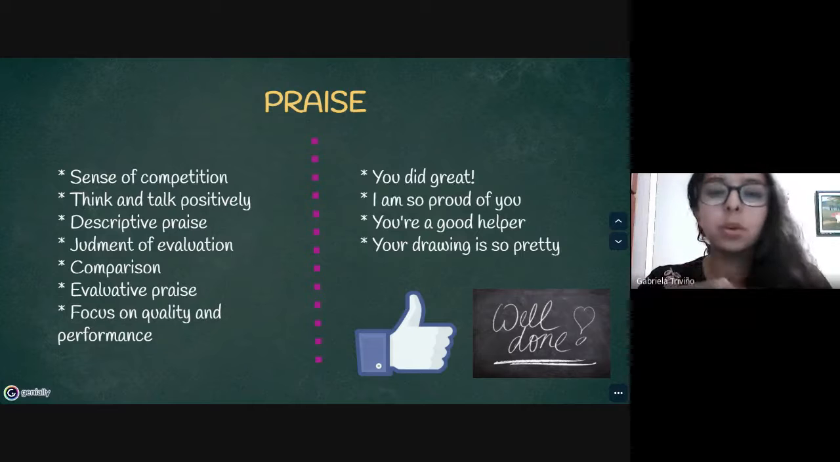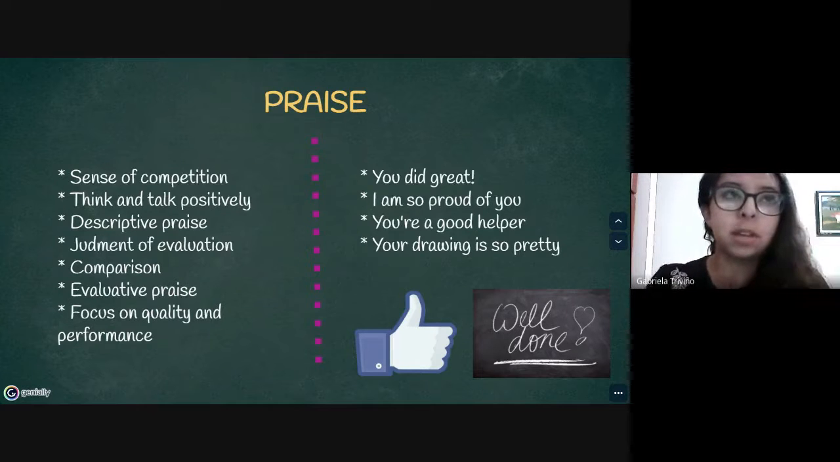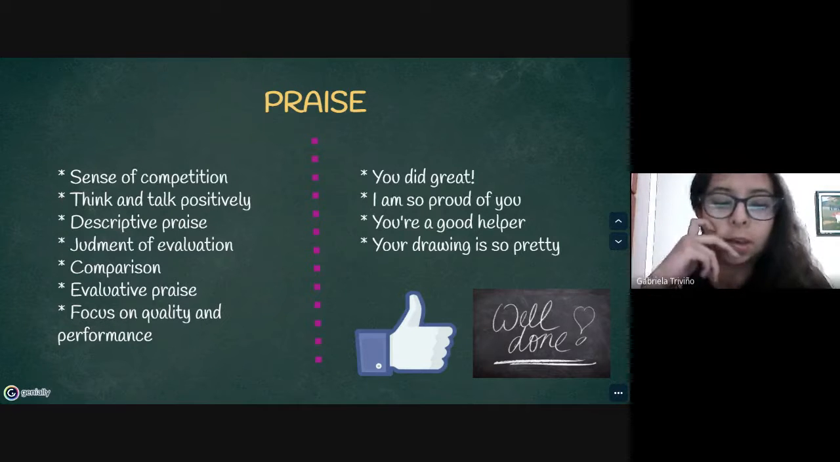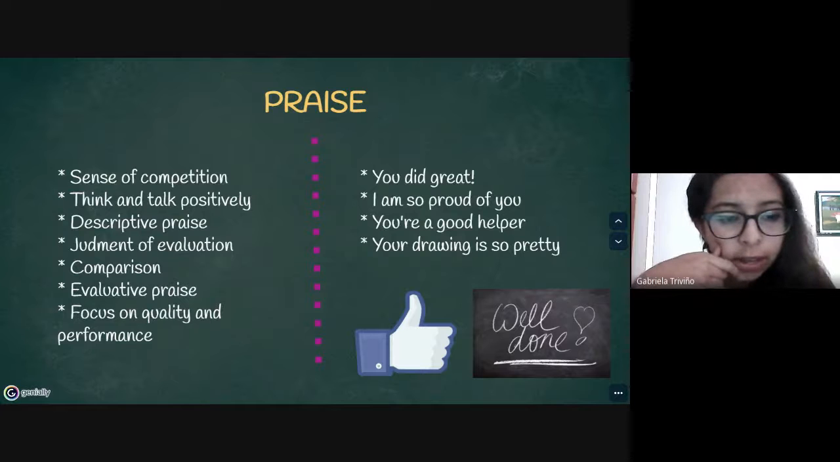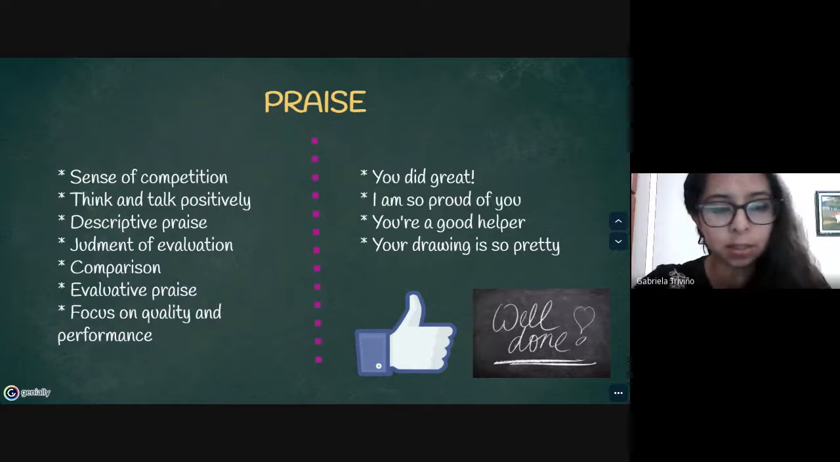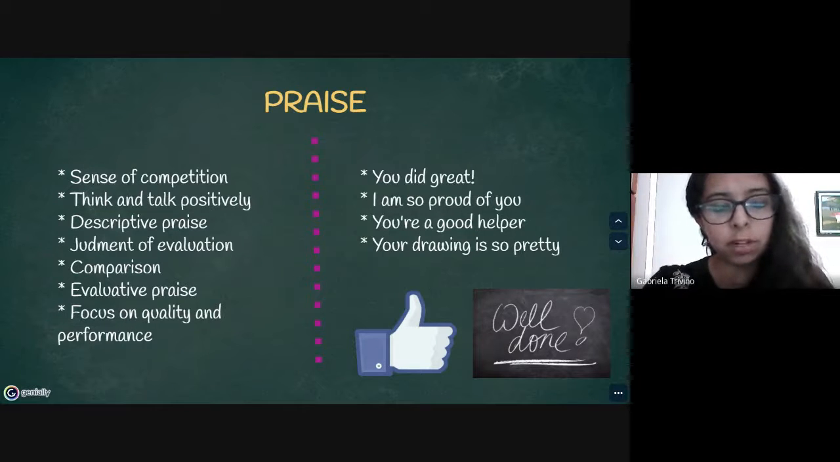And this also creates a comparison between the students, like this student did it better than the other, or this was the best job, this was the worst, something like that. And with the evaluative praise, as I told you before, this is similar to the anxiety that it creates, and it is also focused on quality and performance.